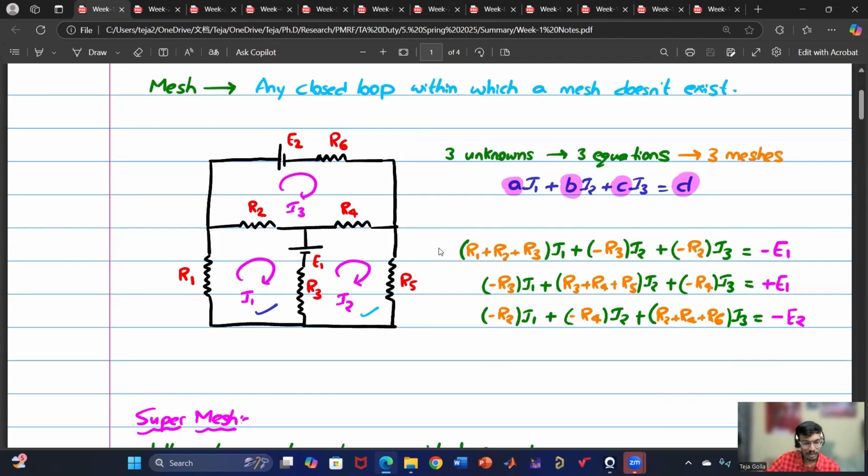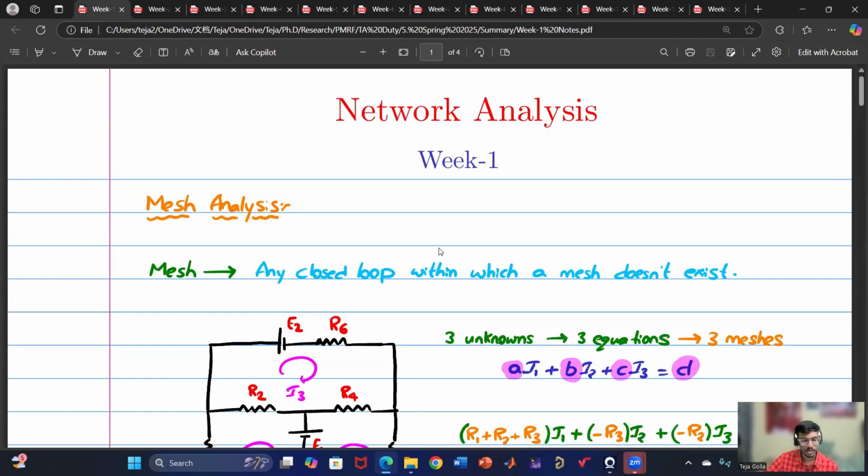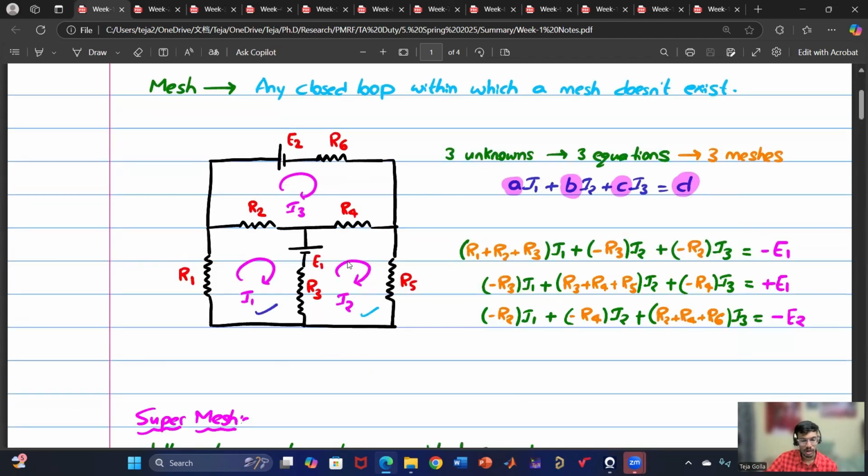So we have started with the basic mesh analysis. We have considered one circuit where we have applied mesh analysis, and then we have seen how to write this equation. Because there are three meshes, we have also discussed that a mesh is not any closed loop. A mesh is a closed loop within which no other loop exists. So this is considered as a mesh.